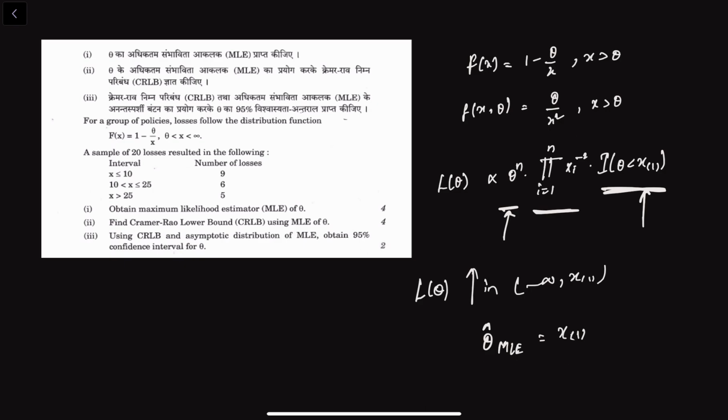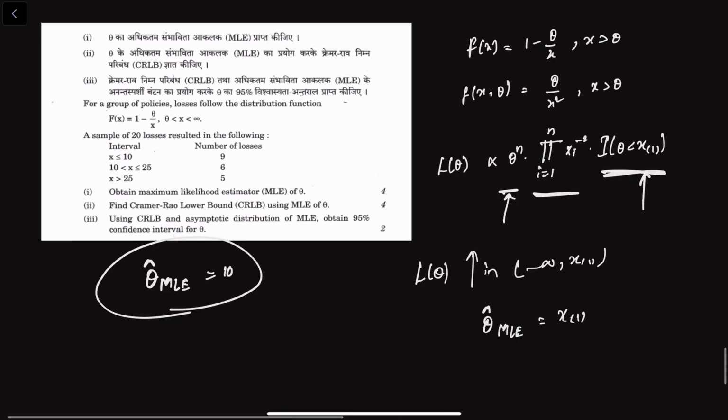With the grouped data, we don't know the exact minimum. We only know that 9 observations satisfy x less than or equal to 10. So the maximum possible value of the sample should be the minimum consistent with this grouped information given. Therefore theta hat MLE would be nothing but 10 in this case, based on the grouped data given in our question. So that's the first part: the MLE of theta would be 10.